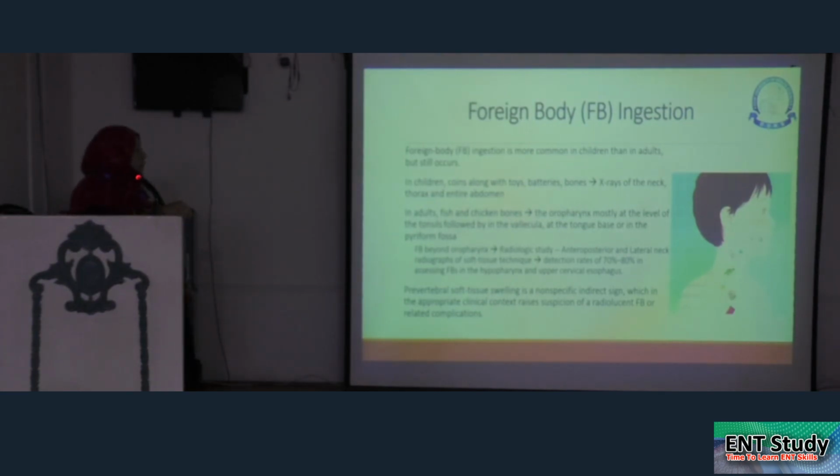Foreign body ingestion is more common in children than in adults, but still occurs. In children, the most common ingested foreign bodies are coins, along with toys, batteries, bone, whatever they can eat and fit in the mouth. An X-ray of the neck, thorax and entire abdomen is recommended to localize the exact location of the foreign body.